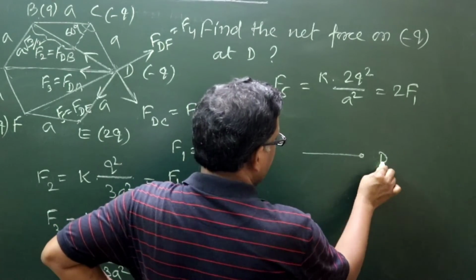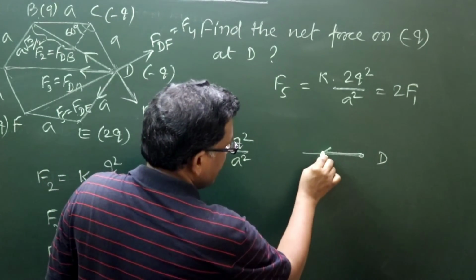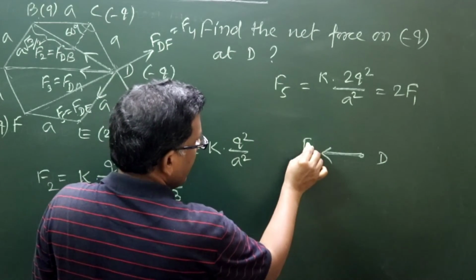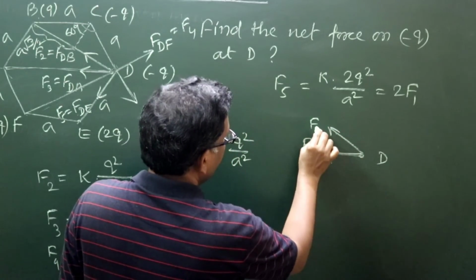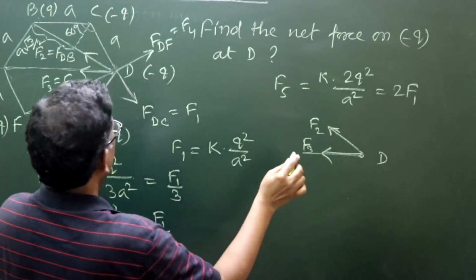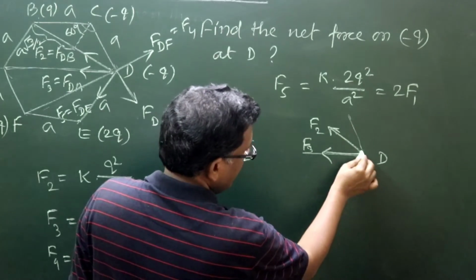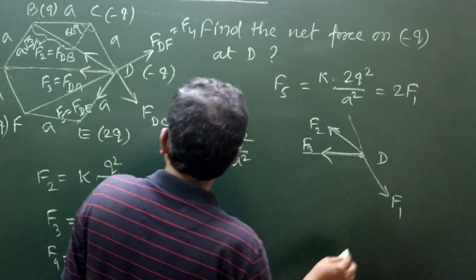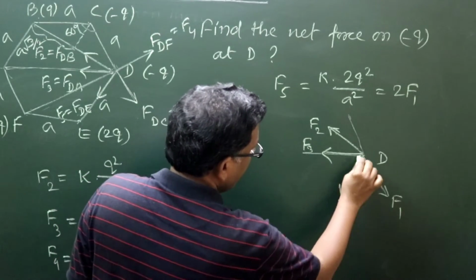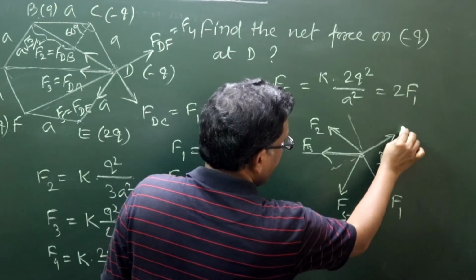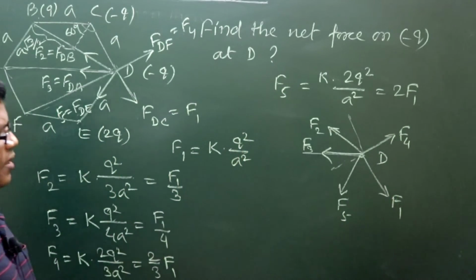This is the point D, right? I am having F3 this way, I am having F3 this way, I am having F2 this way, F1 this way, F5 this way, and F4 this way, right? Are these the forces available? If I show all of them as co-initial vectors, it will appear like this.